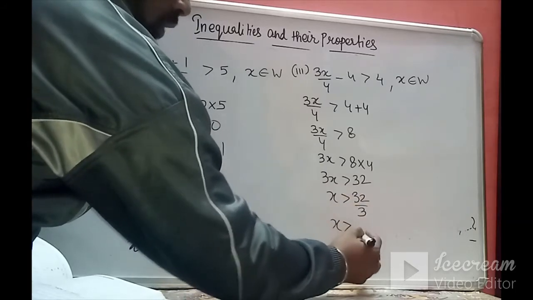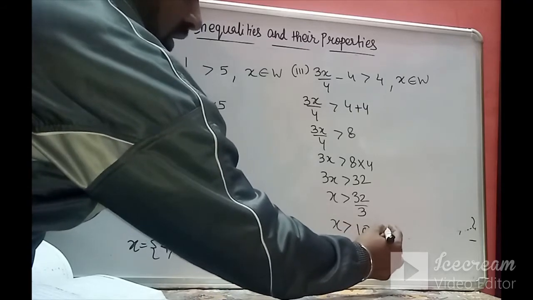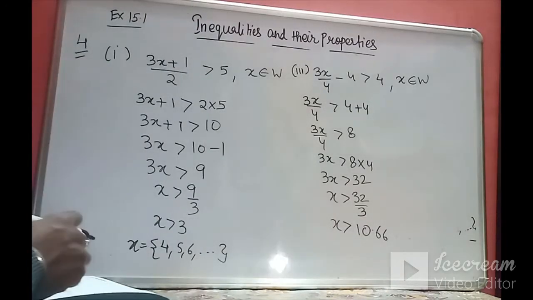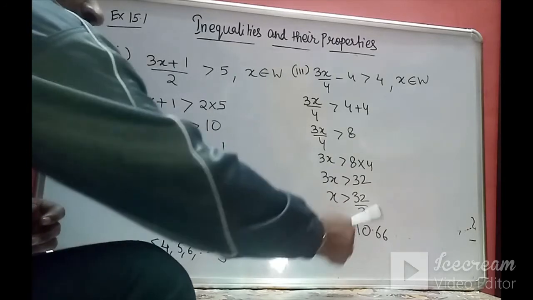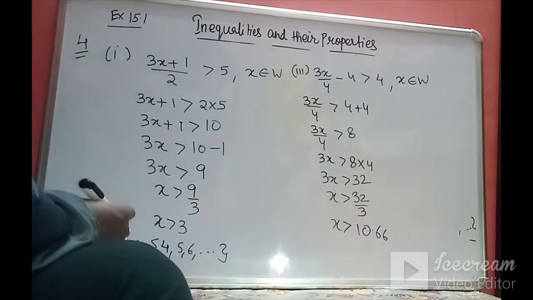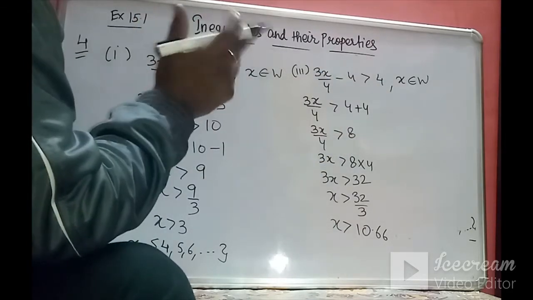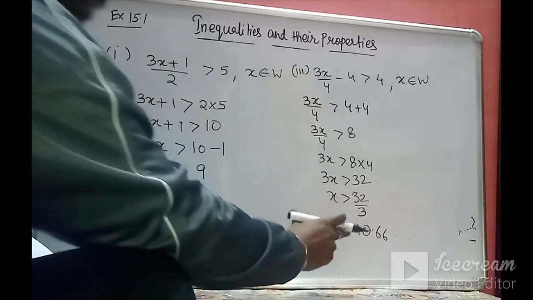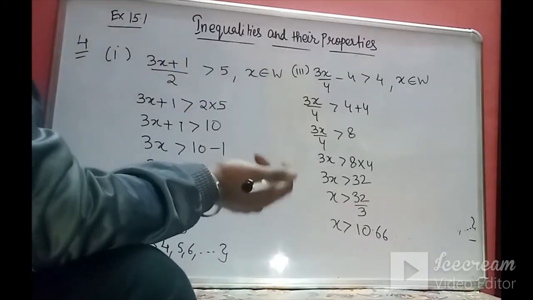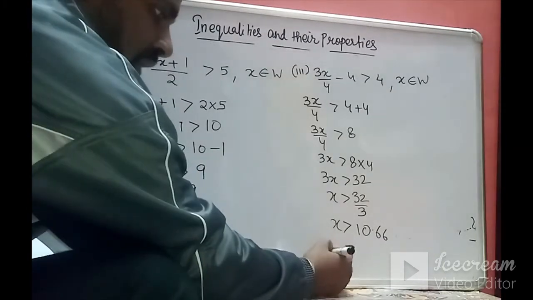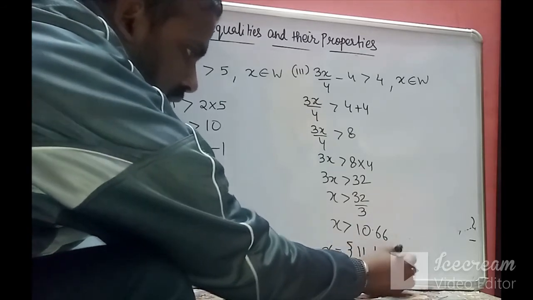So when I solve it, I will get x > 10.6, something around this. Now why have I taken out the fractional value? Because here I have to write the solution set, and the solution set says x belongs to whole number, and what I got is x > 10.6. So all the whole numbers which are greater than 10.6 will be x = 11, 12, 13 and so on.